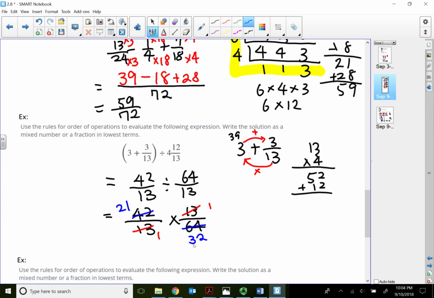21 is 3 and 7. 3 and 7 cannot reduce with 32. So my answer, 21 over 32. Okay, proper fraction, we can leave it just like that.